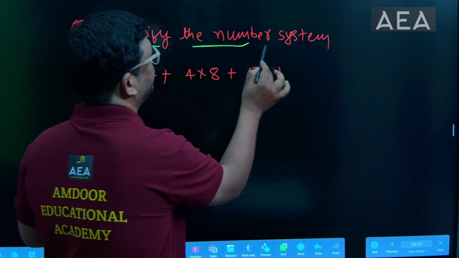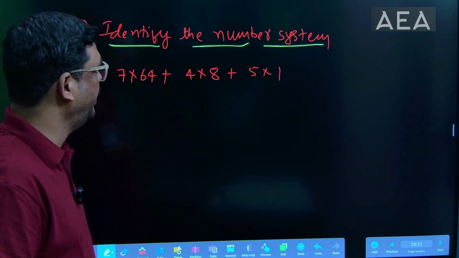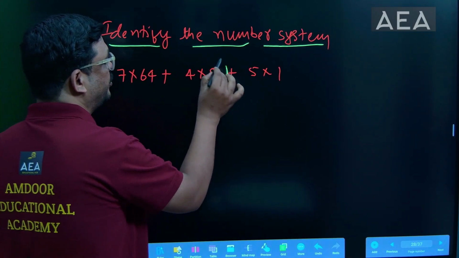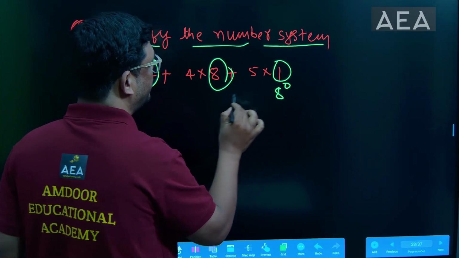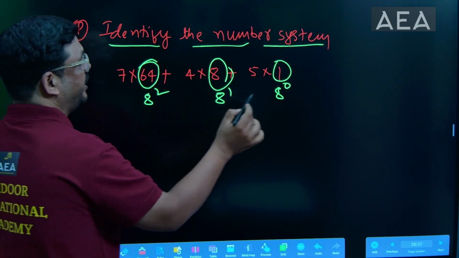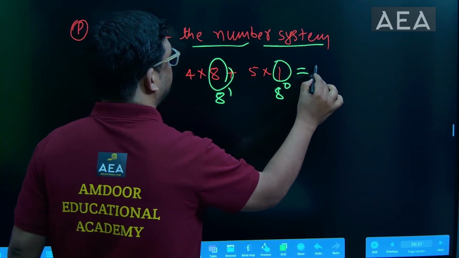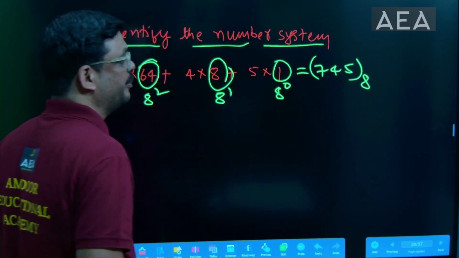Identify the number system. Which type of number system? We just have to identify the number system only. So just go through the weighting positions. Here 8 is there, 64 is there, here 1 is there. So 8 power 0, it comes under 8 power 1, it comes under 8 power 2. That means the given number is 745 base 8, octal number system.